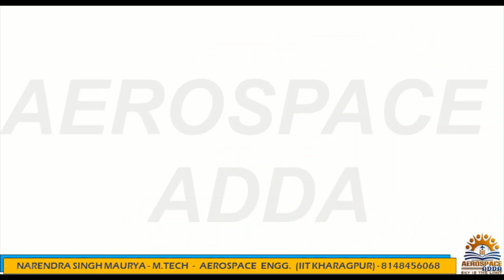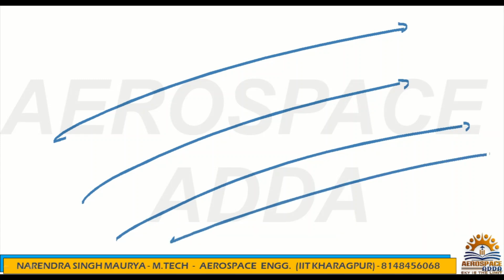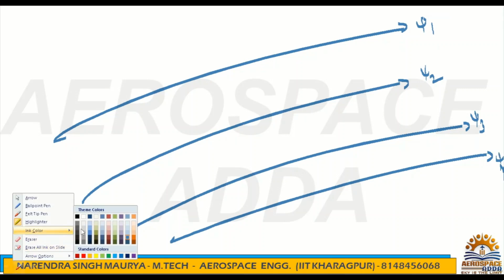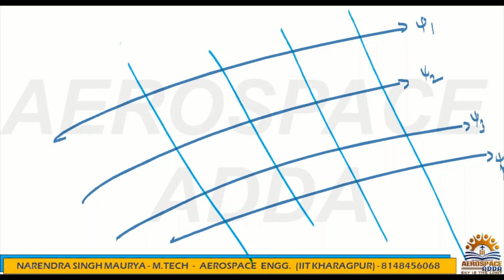Okay, if I say this is a streamline, I can say this is psi 1, psi 2, psi 3, psi 4. If I say draw the equipotential lines, the equipotential lines will be orthogonal to the streamlines, meaning perpendicular to the streamlines everywhere. So these will be phi 1, phi 2, phi 3, phi 4, and everywhere it will be 90 degrees. Anywhere you check the point of intersection, it will be orthogonal.